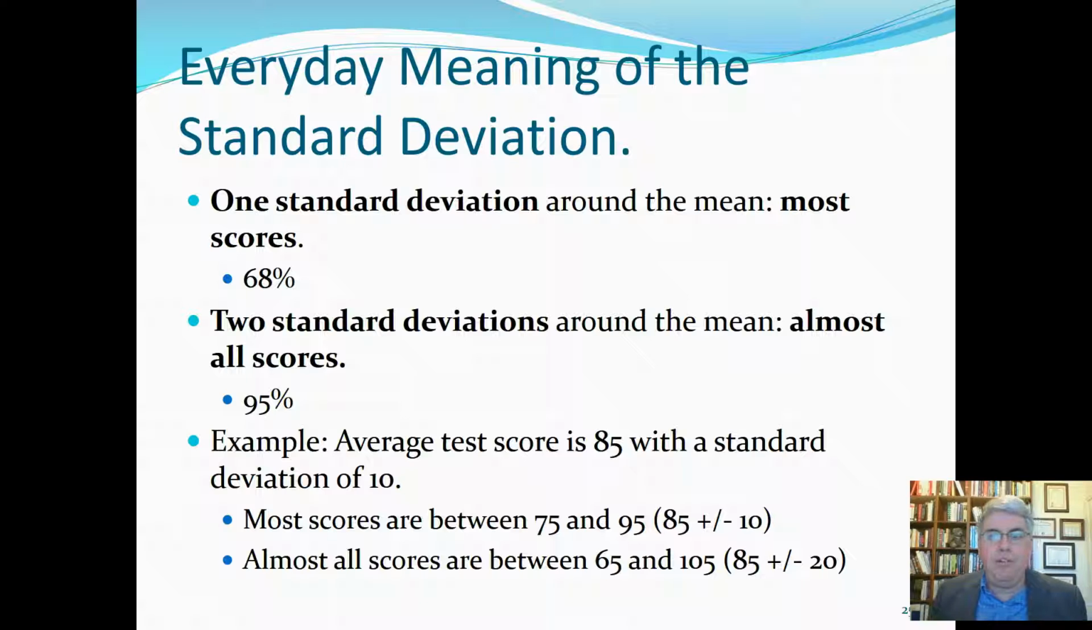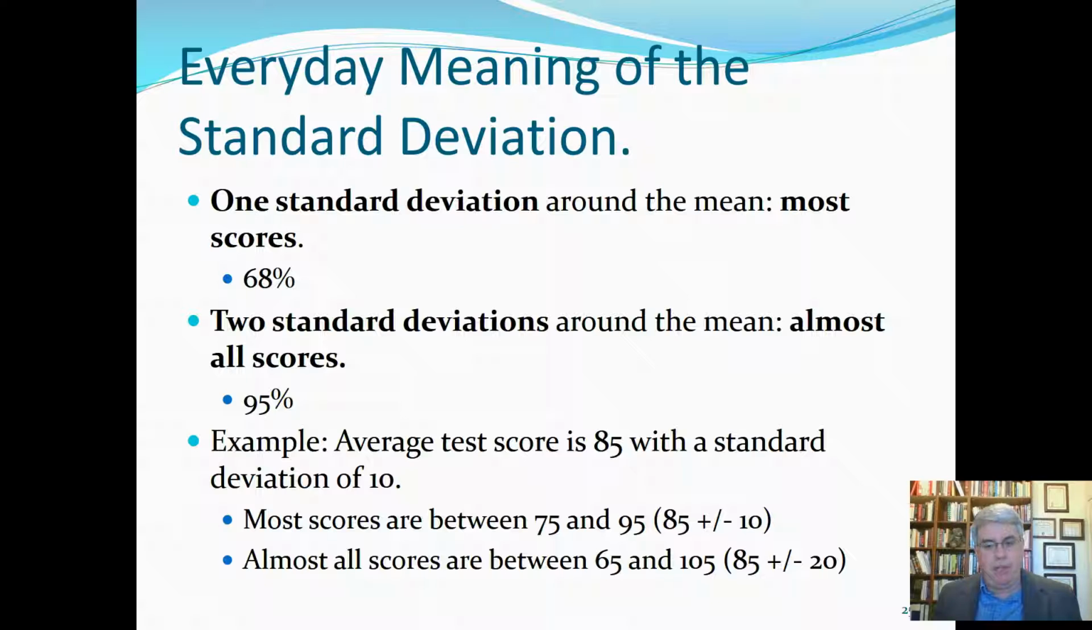For example, suppose that on a test the average score was 85 with a standard deviation of 10. That means that most of the scores in the class, over half, probably around 68%, would be 85 plus or minus 10. So between 75 and 95, because 10 is the standard deviation, and almost all scores will be between 85 plus or minus 20, plus or minus 2 times the standard deviation.